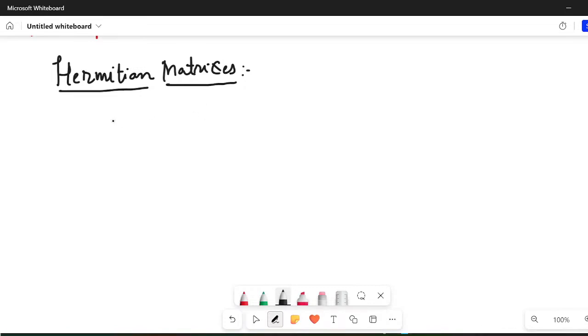So what are Hermitian matrices? I told you that Hermitian matrices are those where A dagger is equal to A. If you remember, we have already done this. And what are anti-Hermitian matrices? Anti-Hermitian matrices are those where A dagger is equal to minus A. And if A dagger is equal to A, then those matrices are called Hermitian matrices.